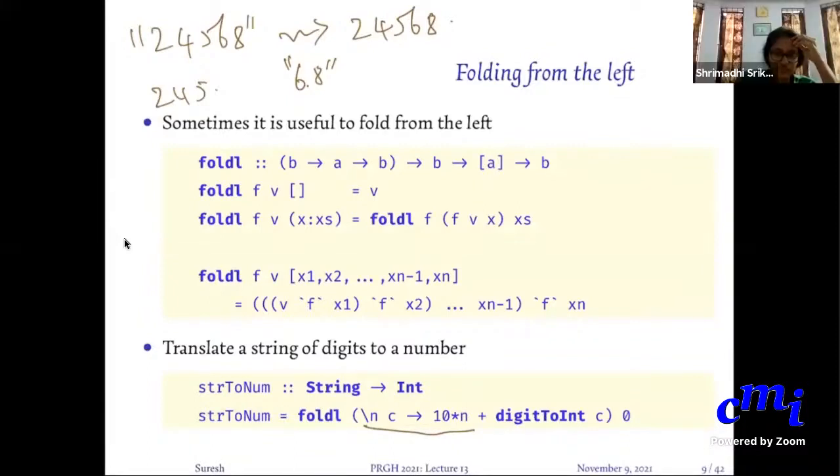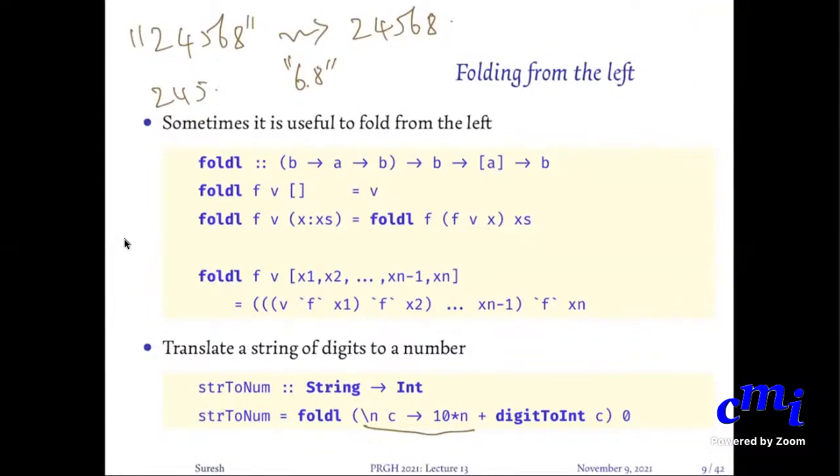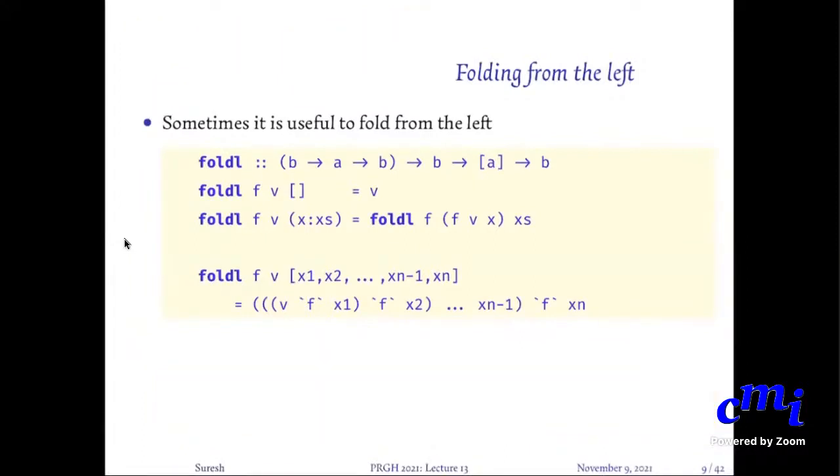You do fold from the left, and the function that you use takes one argument, which is the accumulator, let us say, where you accumulate the number, and another argument, which is a character, and all you do is 10 times the number plus convert from digit to int of the character c, and the initial value is 0. Fold L goes from the left. Again it takes a function, an initial value, and the list, and it gives a return value. On the empty list, you are just returning the initial value.